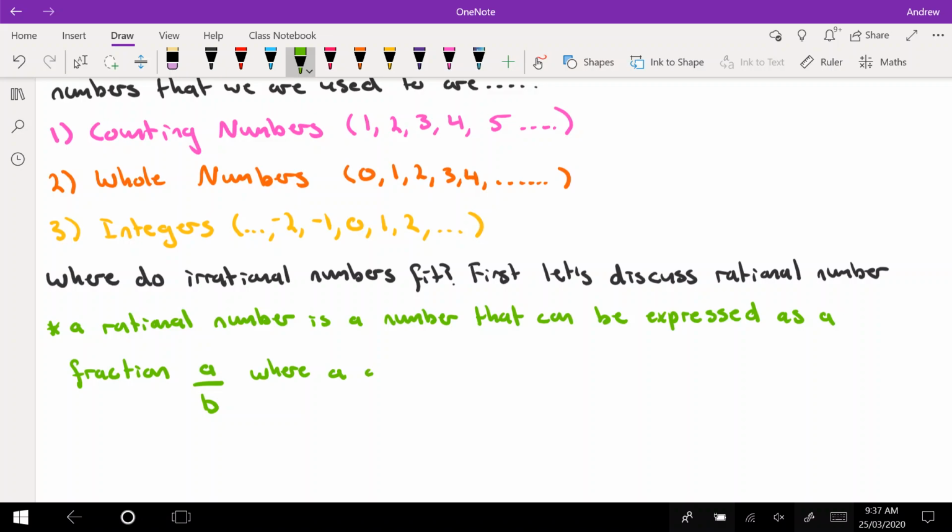Where A and B are integers, sorry. Where A and B are integers, and B is not zero. Now, you may know this, or you may not, so we're going to learn something else if we don't know it.